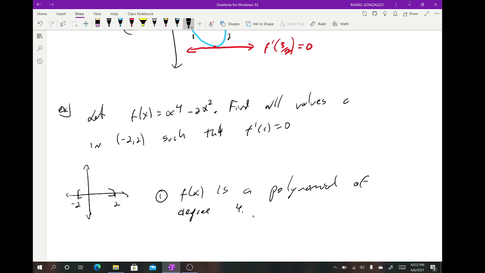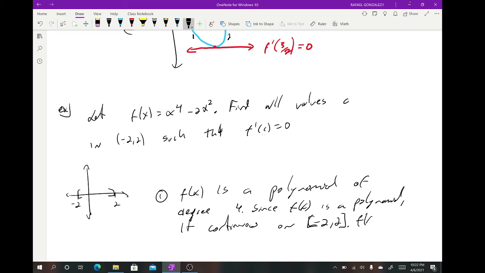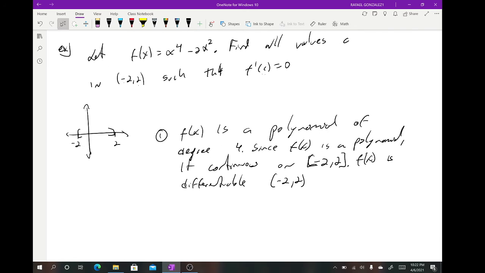Because f of x is a polynomial, by the same thing as before, it is continuous everywhere. But precisely, it is continuous on the closed interval -2 to 2. Also, because f of x is a polynomial, it is differentiable on the open interval -2 to 2. Okay?